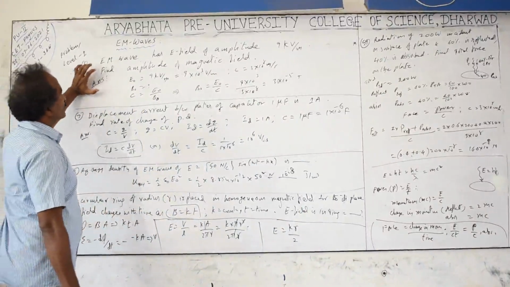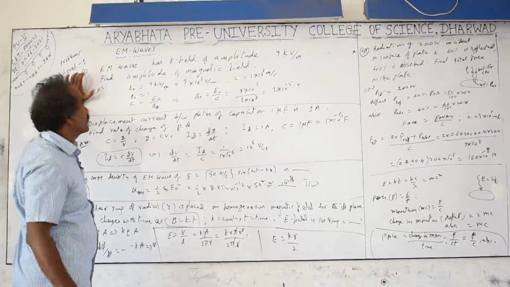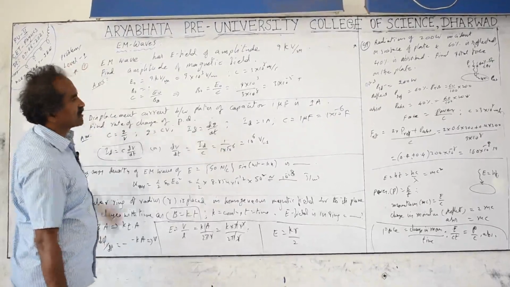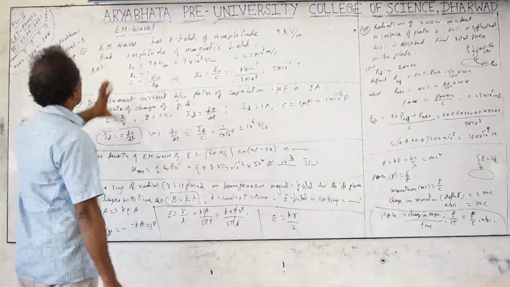First one, in the level 1 questions. Before level 1, some theoretical questions are also given. You can work out that. Most of the questions are theoretical, and very few formula related problems are there. You can easily work out the problems. This is a small topic.